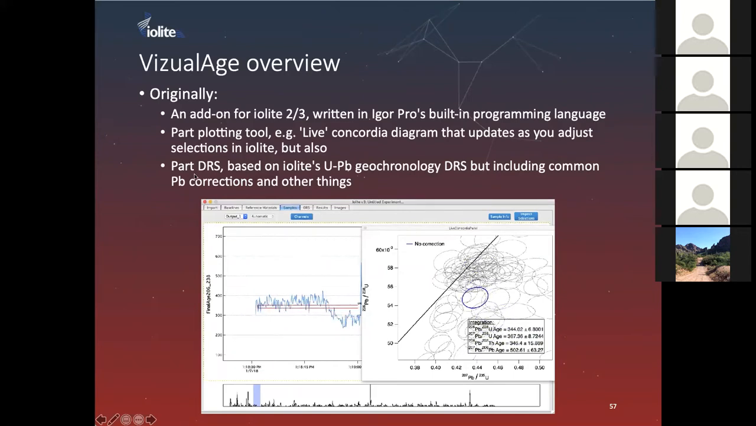This was based on iolite's uranium lead geochronology data reduction scheme, but it included additional calculations and corrections. Initially, when I made VisualAge, iolite's built-in uranium lead geochronology DRS didn't do 207/206 age, and it had no common lead corrections and things like that. So these were added for convenience.